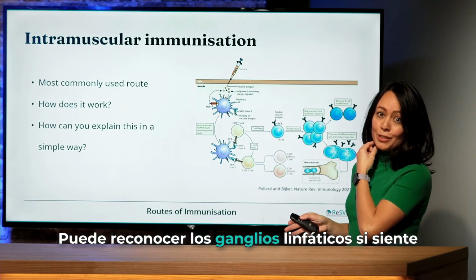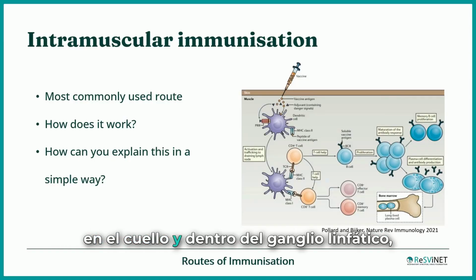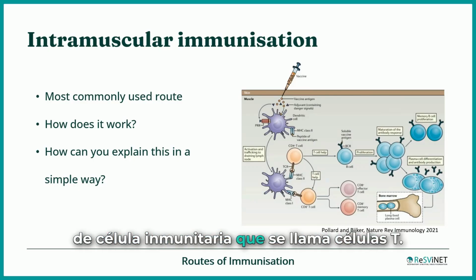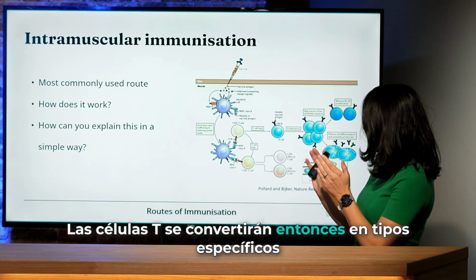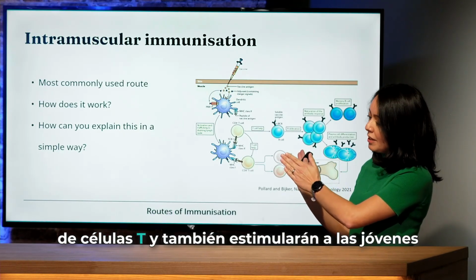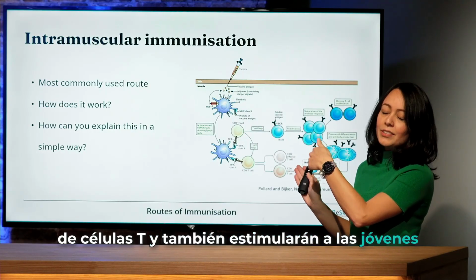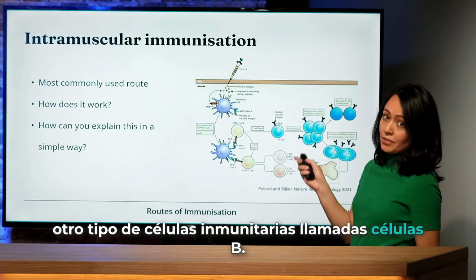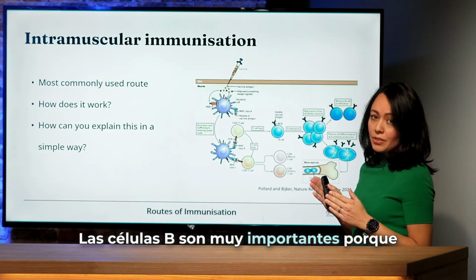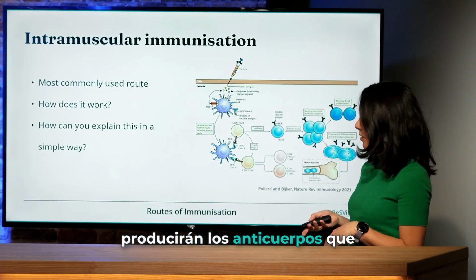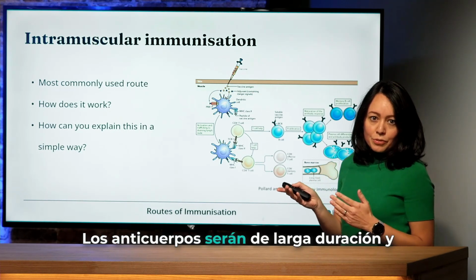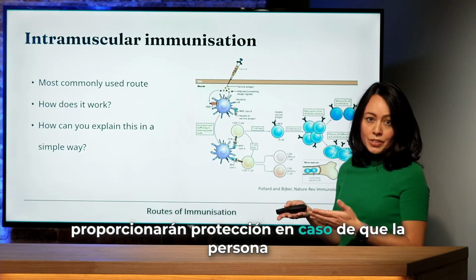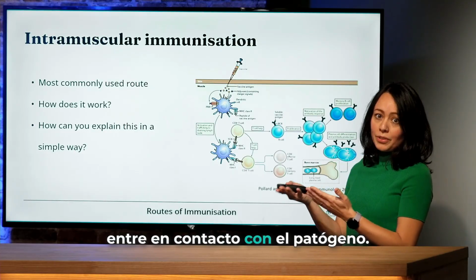You may recognize lymph nodes if you feel in your neck. And inside the lymph node, the antigen will be presented to another type of immune cell, which is called T cells. The T cells will then develop into specific types of T cells and will also stimulate yet another type of immune cells called B cells. The B cells are very important because they will go on to make antibodies, which you see in this part of the figure. The antibodies will be long-lasting and will provide protection in case the person comes into contact with the pathogen.